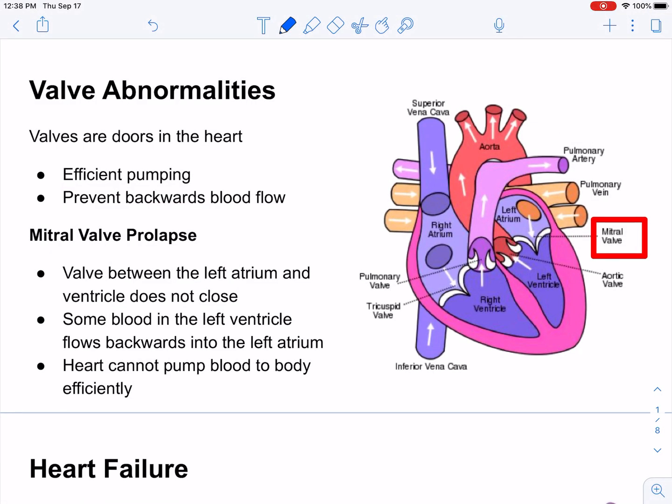I'm going to use these slides to go through cardiovascular disease and heart disease, the number one killer globally. They first talk about valve abnormalities, and hopefully you remember this from biology, but valves are like the doorways in the heart. We have four of them.